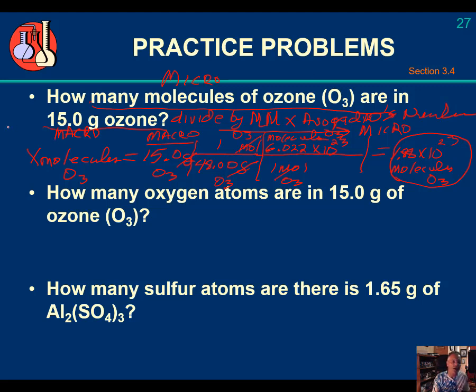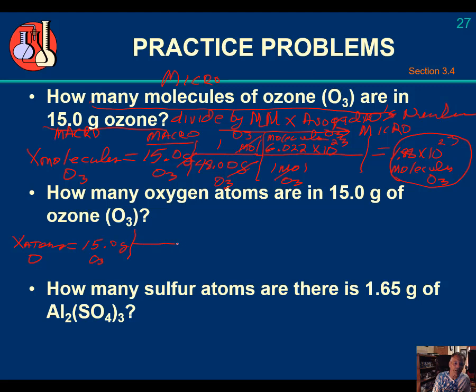All right, so now let's ask the question, how many oxygen atoms are in 15 grams of ozone? Well, I could start over. As a matter of fact, I think I will start over. I could, since I know I have molecules of ozone, this is a 3-to-1 ratio. I could just multiply that number by 3 and I would be good to go. But let's go ahead and get a little bit more practice. Here we want to do atoms of oxygen. We'll go back to our 15.0 grams of ozone.